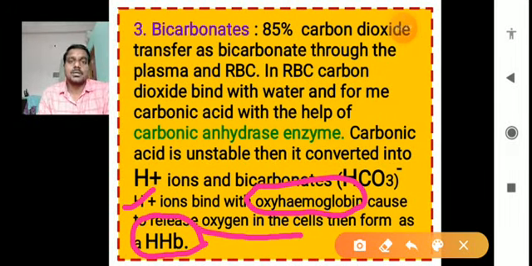That H plus ions are very active and affect the oxyhemoglobin. That oxyhemoglobin is formed at the lungs and transferred to near the cells. So the H plus ions are in the cell. At the same time, the oxyhemoglobin, which carries the oxygen, is present in the cell. The H plus ions and oxyhemoglobin are present together at the cell. At the same time, the H plus ions affect hemoglobin, and that hemoglobin releases the oxygen into the cell.